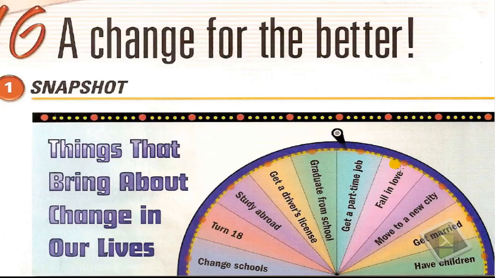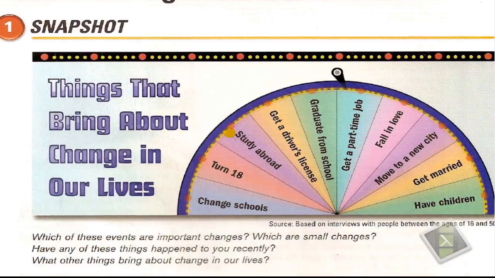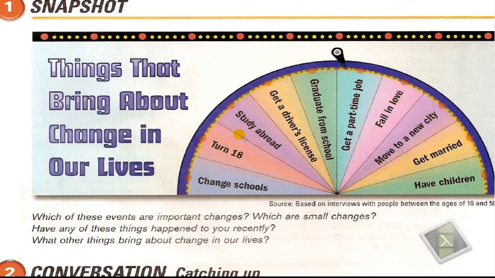Unit 16, A change for the better. Better: British and American. Number 1, Snapshot. Look at the picture here. What do you see? Different things, things that bring about change in our lives.